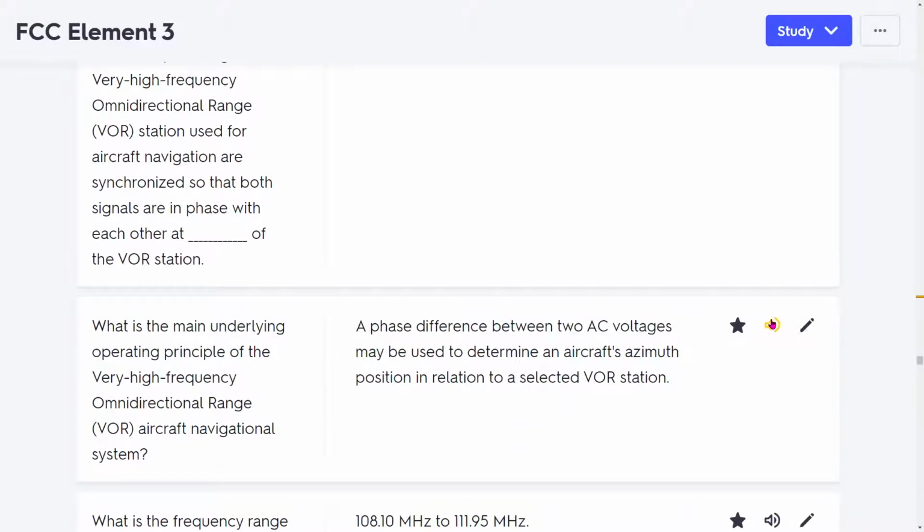What is the main underlying operating principle of the very high-frequency omnidirectional range aircraft navigational system? A phase difference between two AC voltages may be used to determine an aircraft's azimuth position in relation to a selected VOR station.